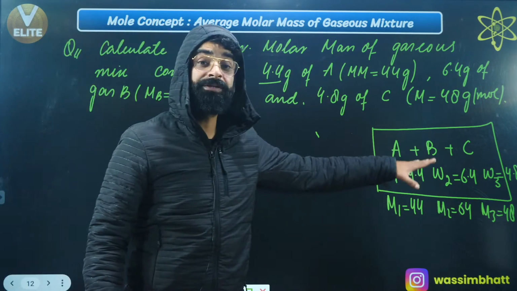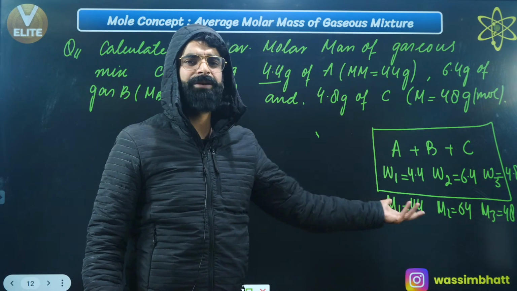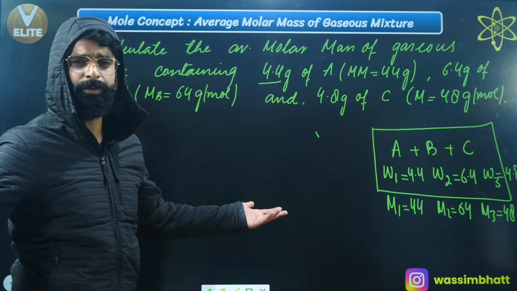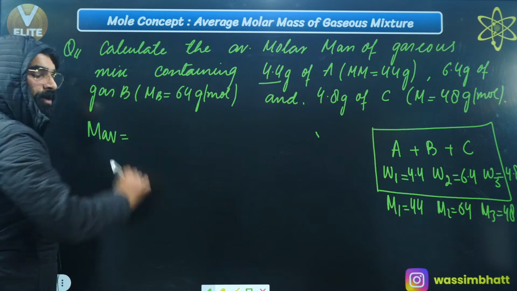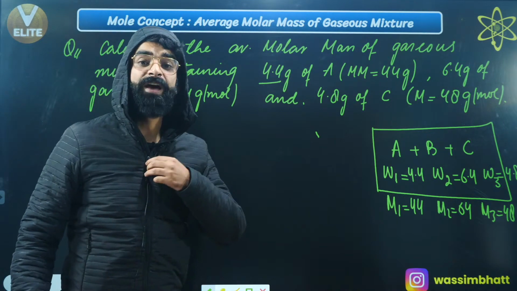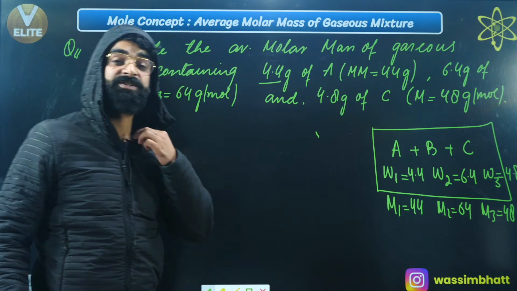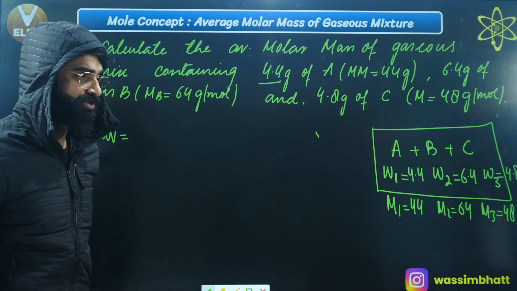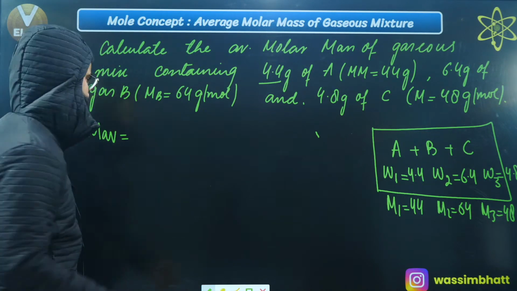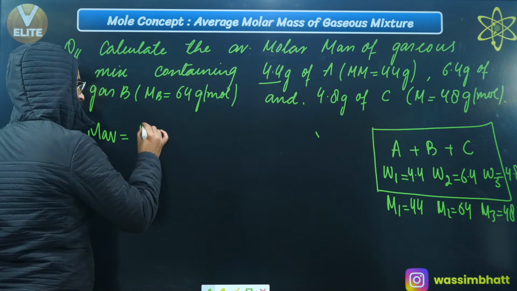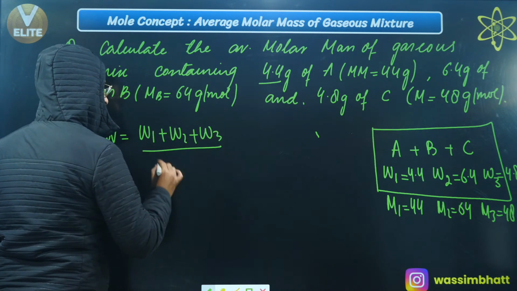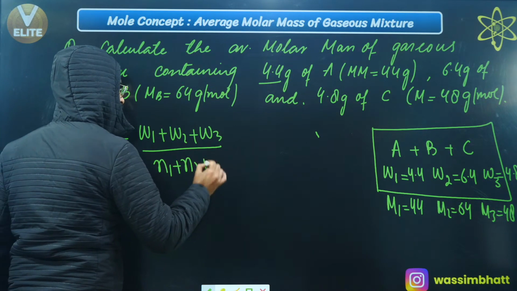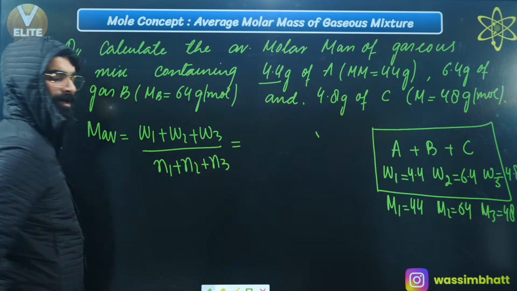I'm given the individual masses of the gases, and their molar masses as well. What do I need to calculate? I need to calculate the average molar mass of the gaseous mixture. And whenever individual masses of the gases are given and we are supposed to calculate the average molar mass of the gaseous mixture, which result are we going to use? We are going to use the result W1 plus W2 plus W3 divided by N1 plus N2 plus N3. As simple as that, right?